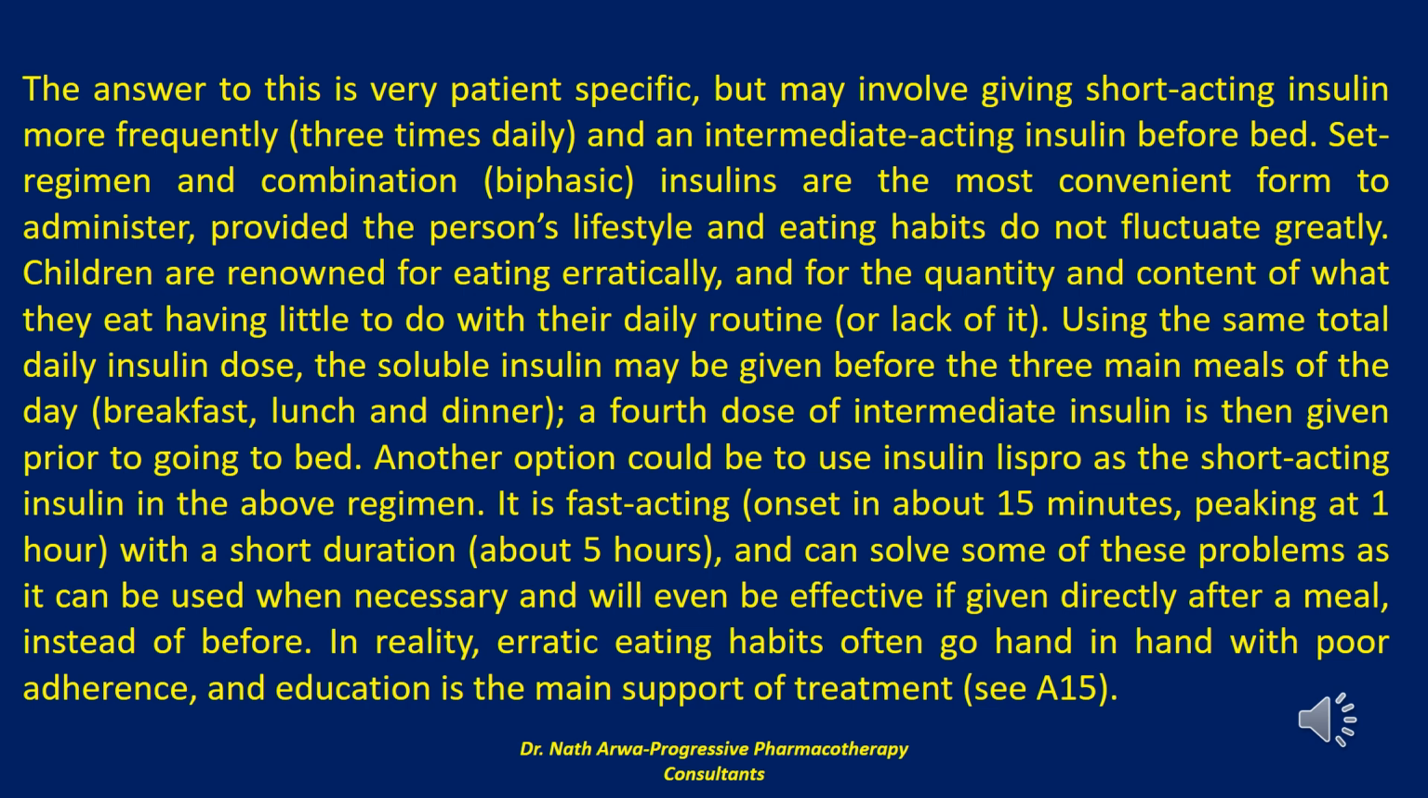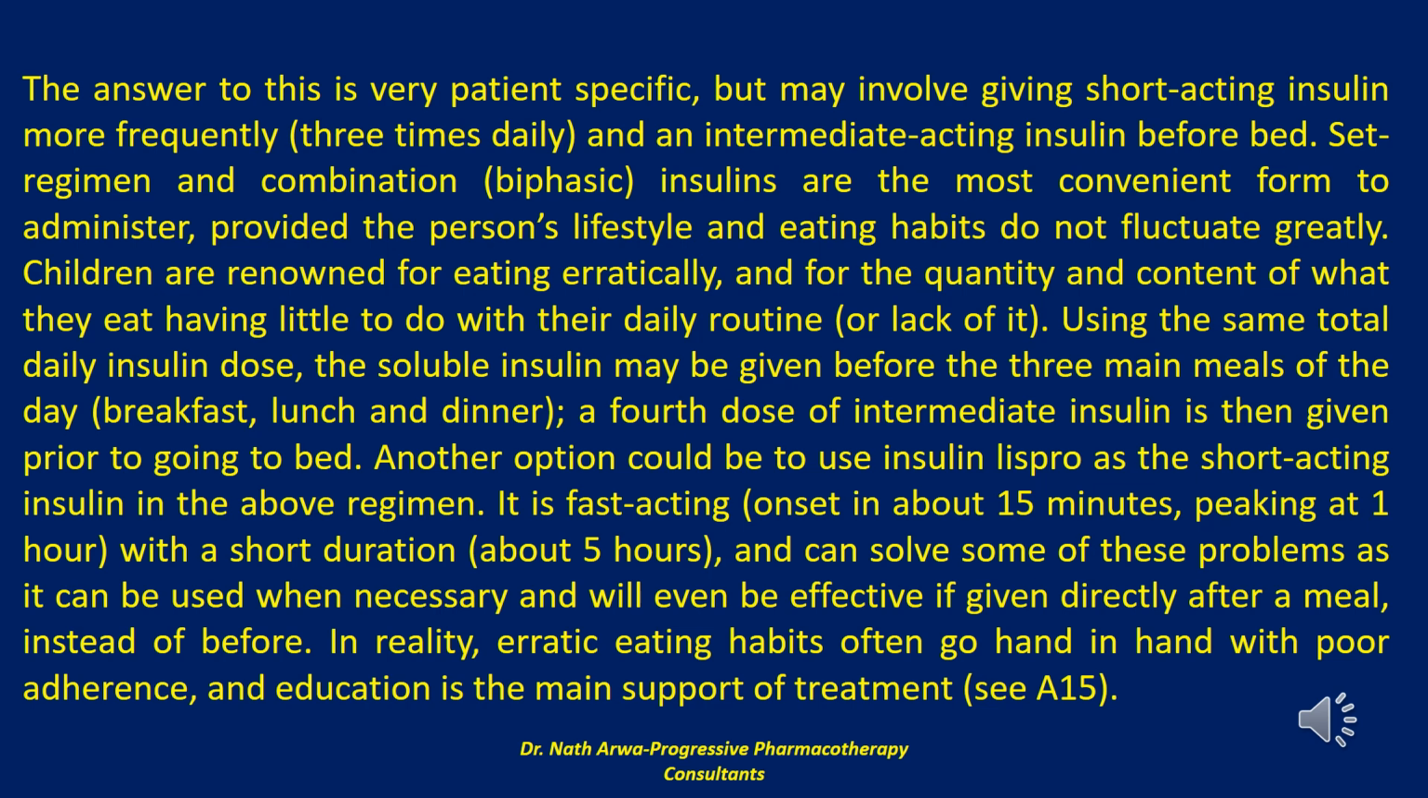Children are renowned for eating erratically, and for the quantity and content of what they eat having little to do with their daily routine, or lack of it. Using the same total daily insulin dose, the soluble insulin may be given before the 3 main meals of the day, i.e., breakfast, lunch and dinner. A 4th dose of intermediate insulin is then given prior to going to bed.